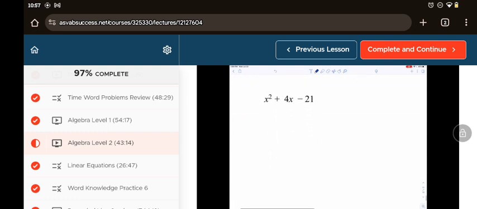All right. So let's do another example. Go ahead and hit pause. Give this one a try. When you're ready, just come back and I'll go over it with you.